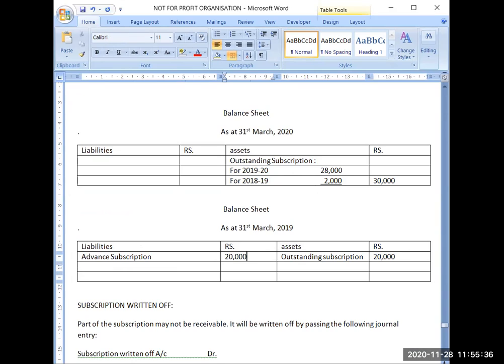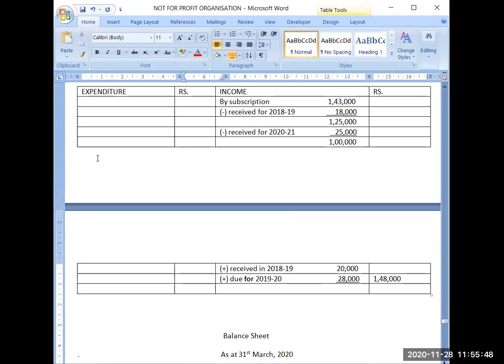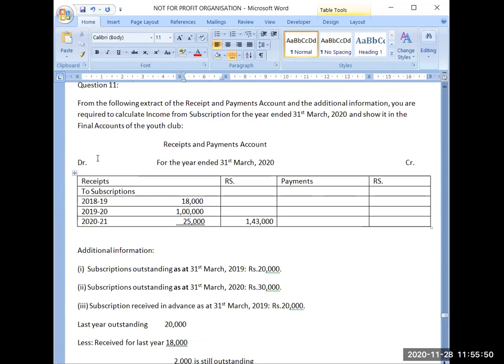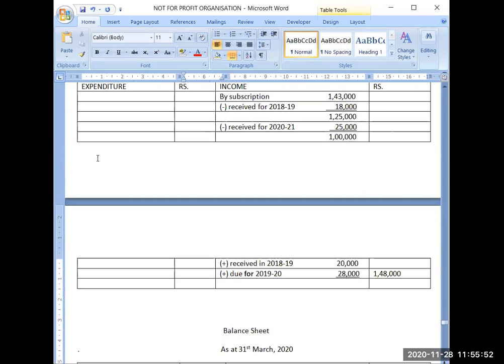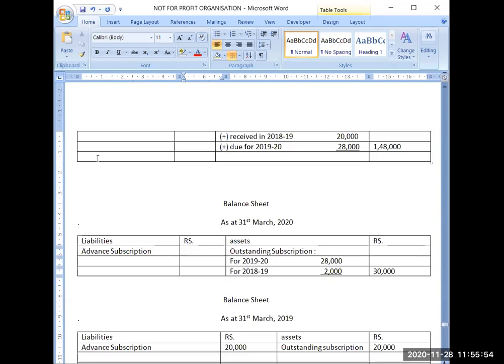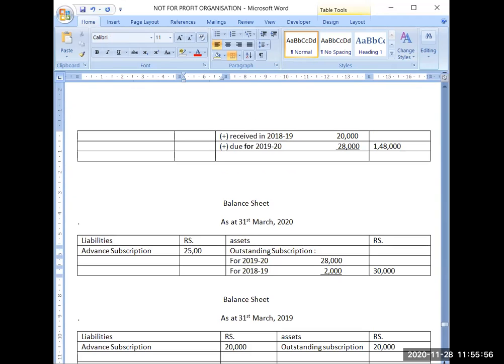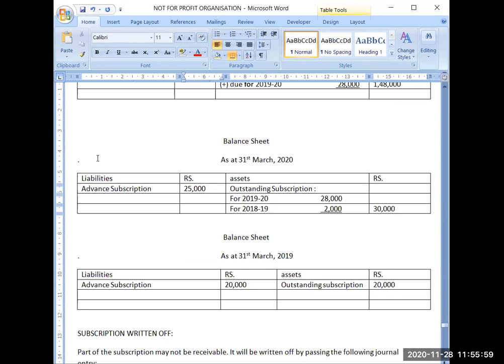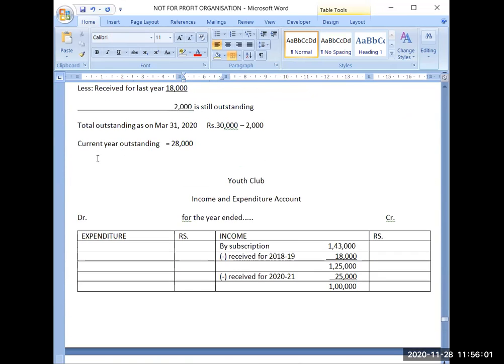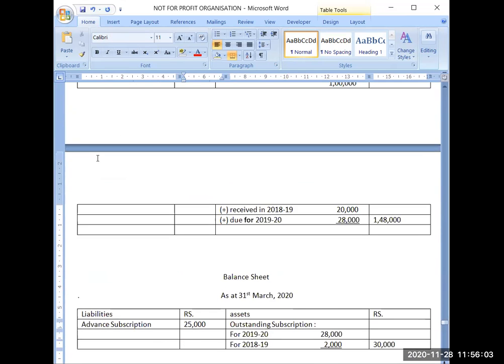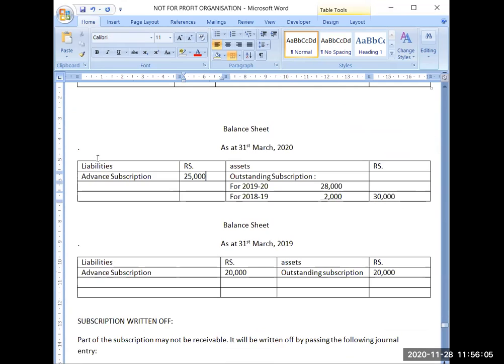$20,000. And here also we have received some advance subscription. It is 25,000. So this way we will be presenting all the outstanding and advance subscription information in the balance sheets, relevant balance sheets for the last year and the current year.